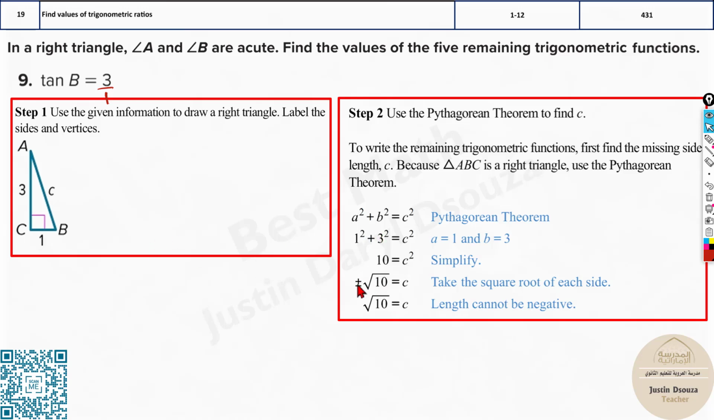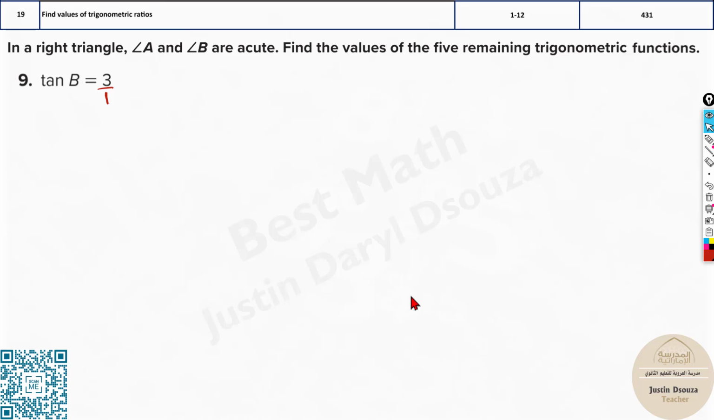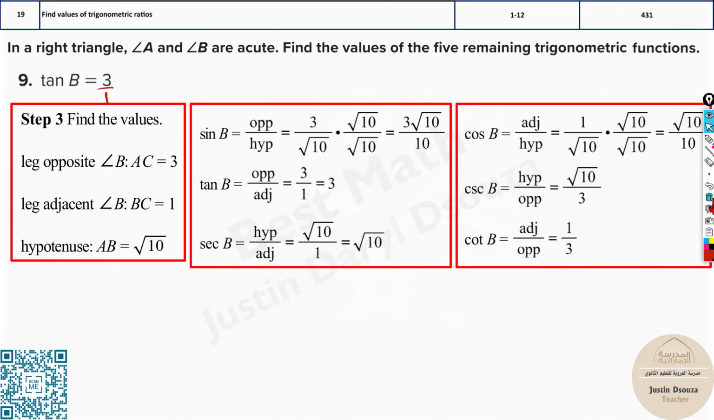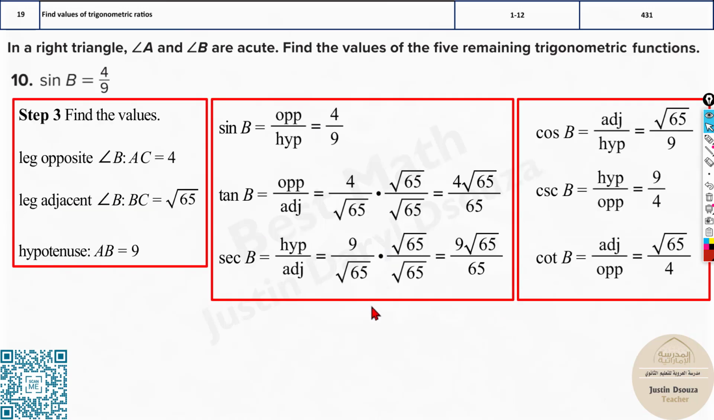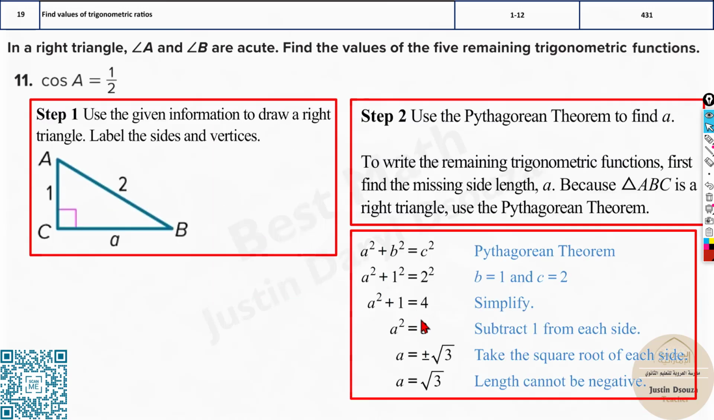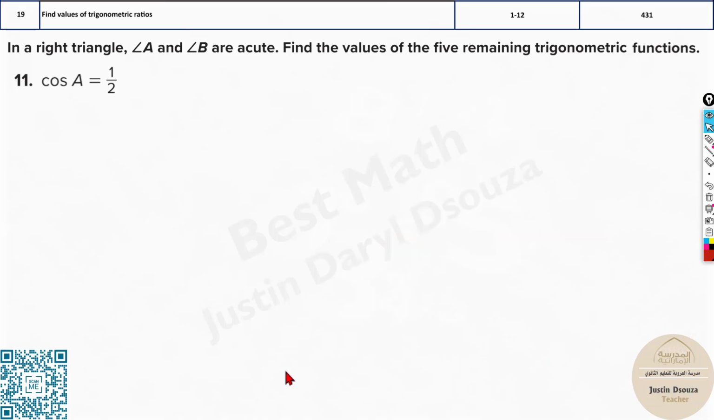Remember, when we take the square root, it's plus or minus, right? But we take only the positive value because it's a length, a value we need to consider. So similarly, we can solve the others. Okay, they're all the same. Even over here, these are the answers. Please solve them by yourselves and then look for the answers. There's nothing difficult in this.